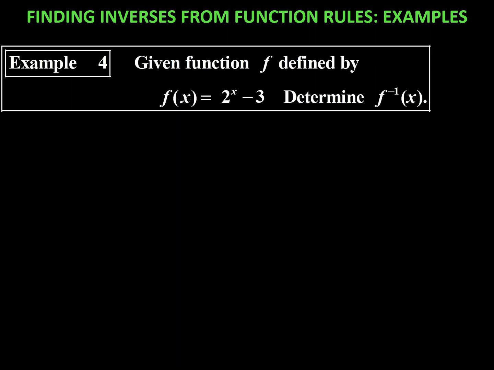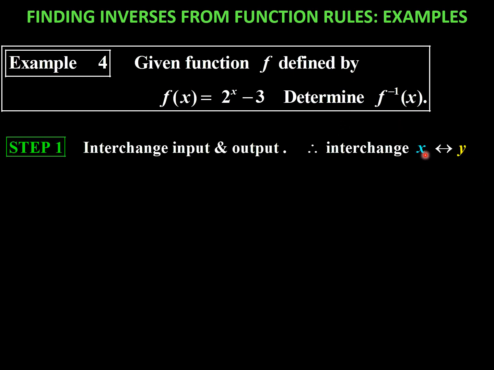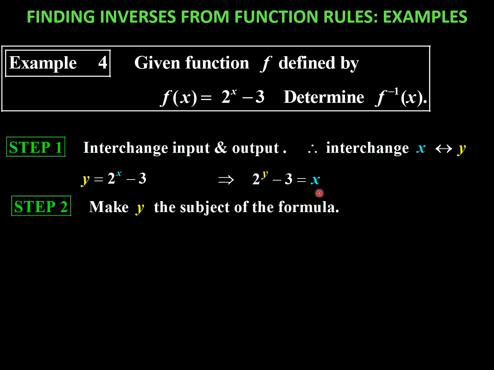In this example, you're going to be using an exponential rule, 2 to the x minus 3, and we want to determine the inverse rule for that. So as usual, remember the first step, we have to interchange the x and the y. So let's do that, same color coding. That becomes y is equal to 2 to the x minus 3, and that will become 2 to the y minus 3 equal to x.